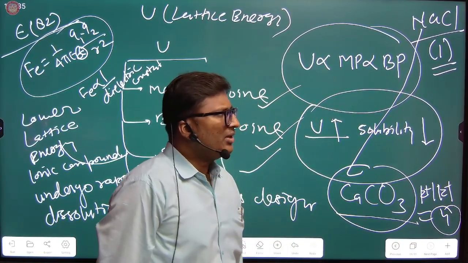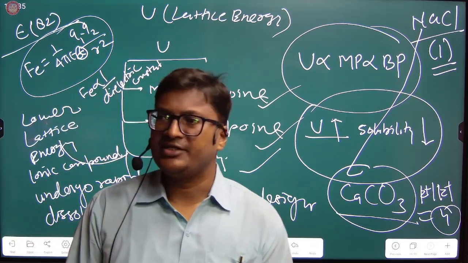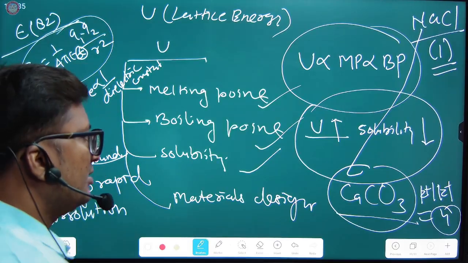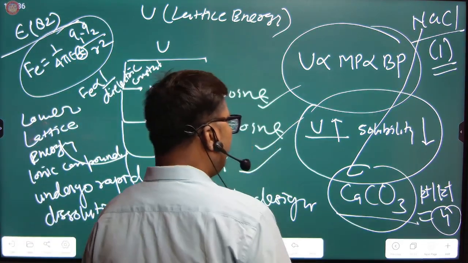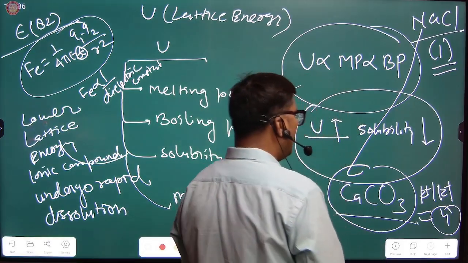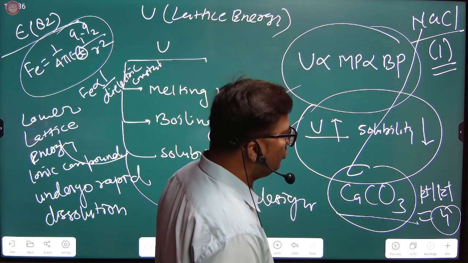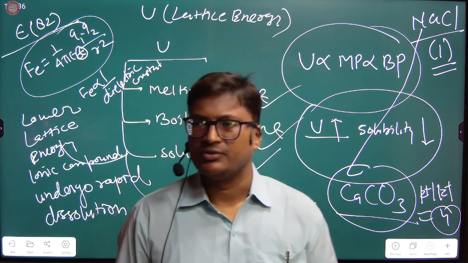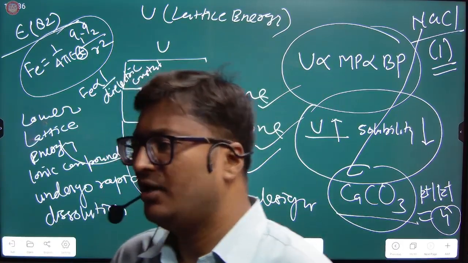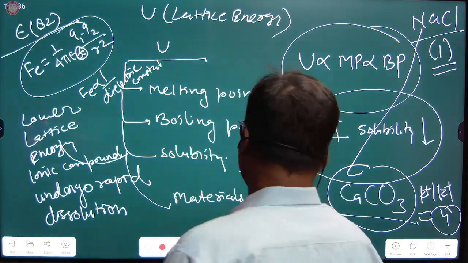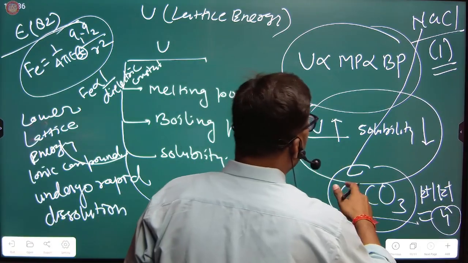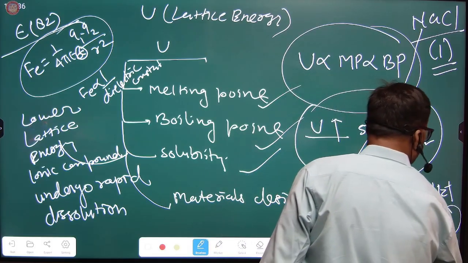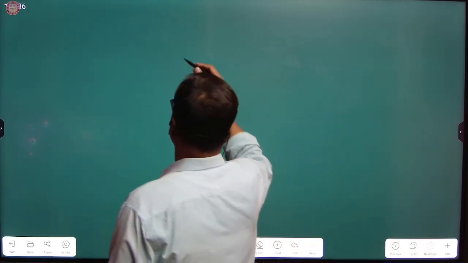So the lattice energy of sodium chloride and the lattice energy of calcium carbonate are very different. That is why calcium carbonate is insoluble in water while sodium chloride is soluble in water, because of the lattice energy. And another parameter that actually helps to dissolve ionic compounds is hydration energy.